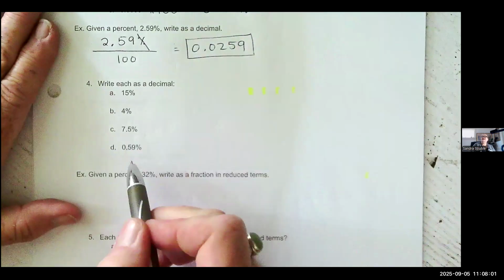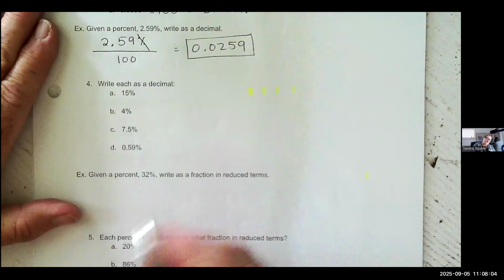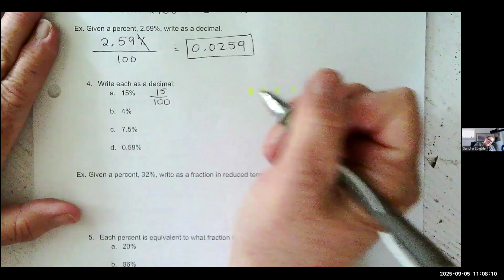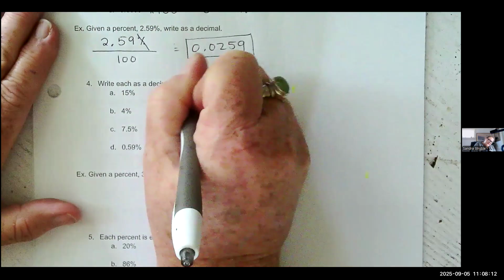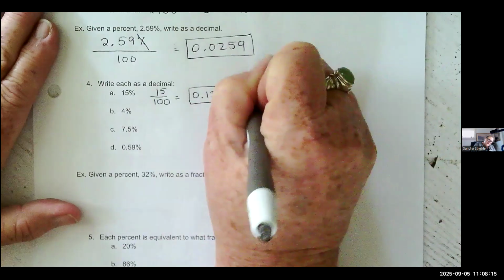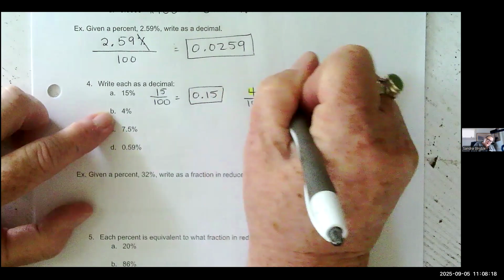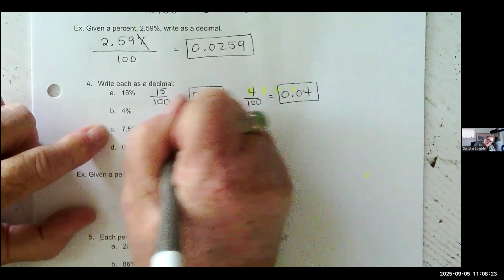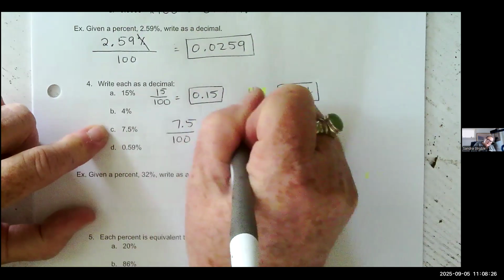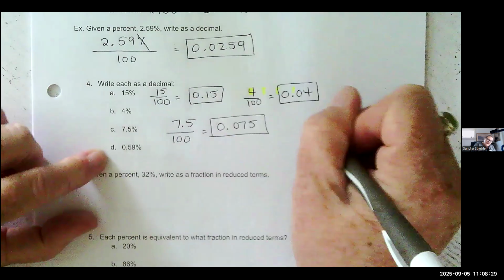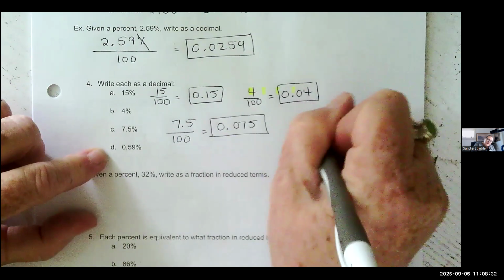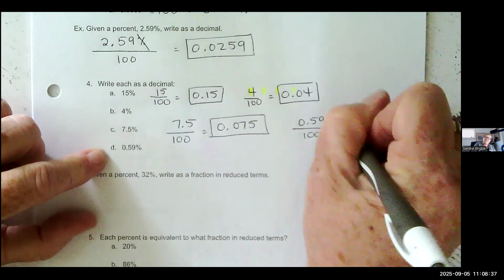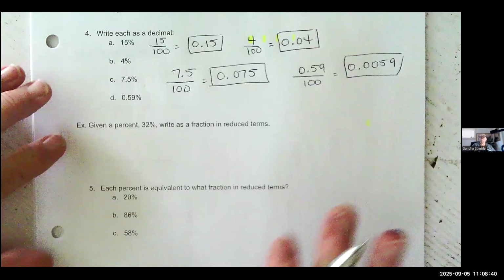Please go ahead and do these next 4 and then come back to see how you did. Pause the video. All right, 15, I'm dividing by 100, so my percent sign's gone. 4 divided by 100, I'm doing B, is 0.04. 7.5 divided by 100 is 0.075. And then 0.59 divided by 100 is 0.0059. If you have any questions, please let me know.